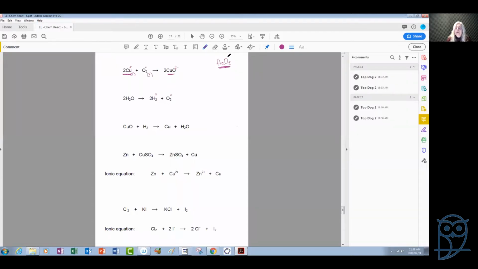It has the oxidation number of 1 minus instead of 2 minus. But anywhere else, it has the oxidation number of 2 minus. Okay, so copper here has the oxidation number 2 plus.